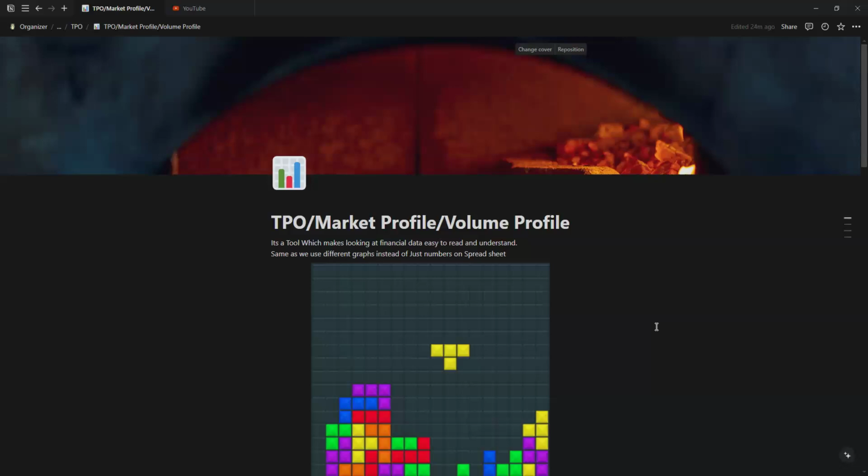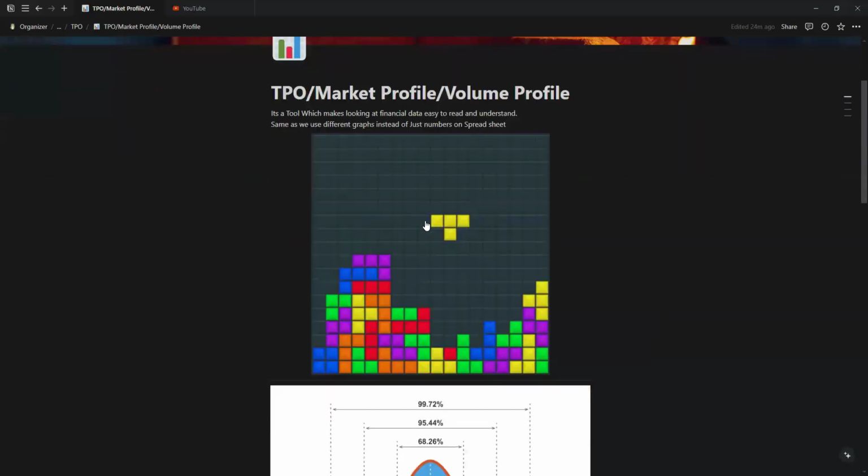What TPO does is the same thing. It's upgraded from the candlestick. Instead of just looking at the candlesticks, it gives you a more compounded or collective view of the candles. So yeah, before we get into the charts, I want to show you.